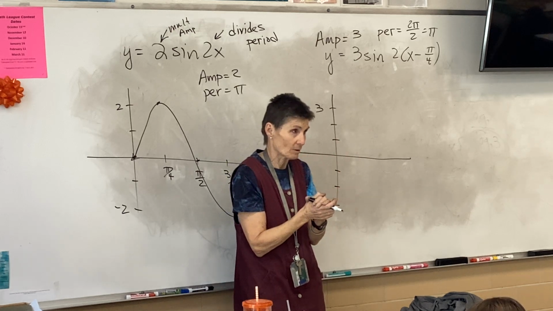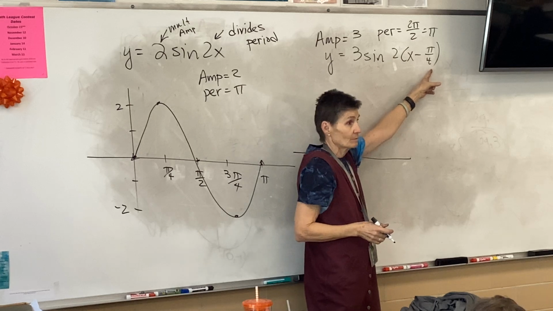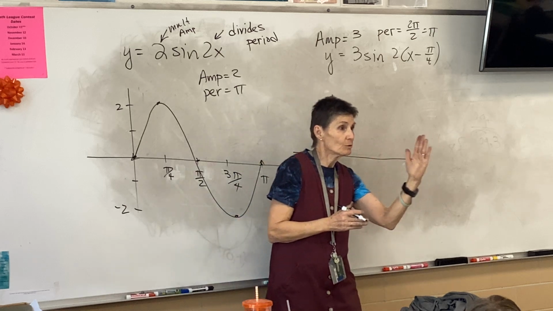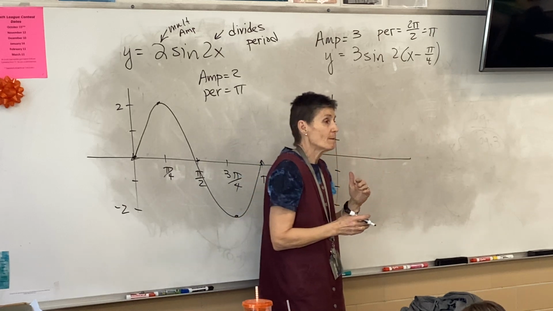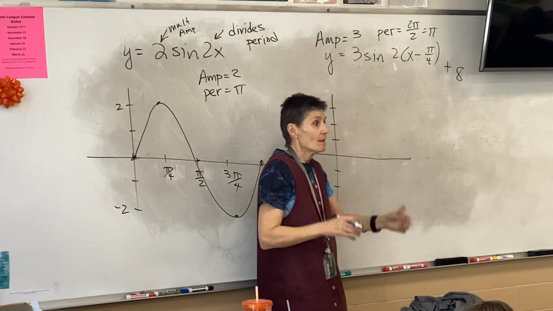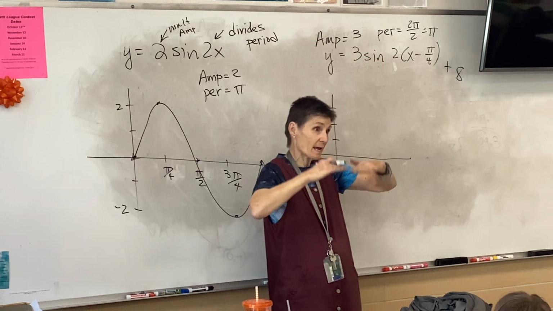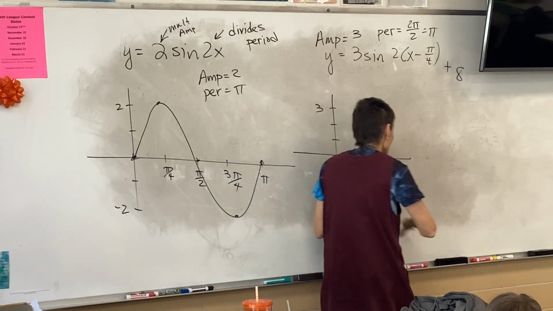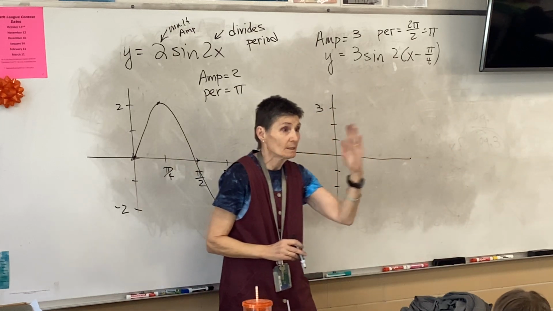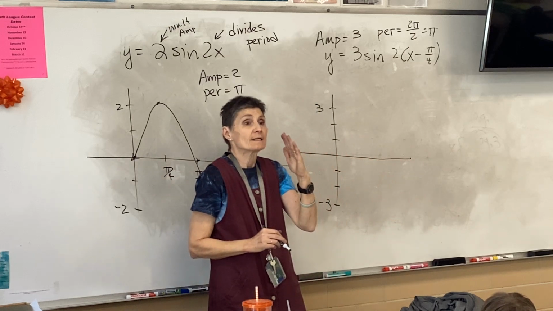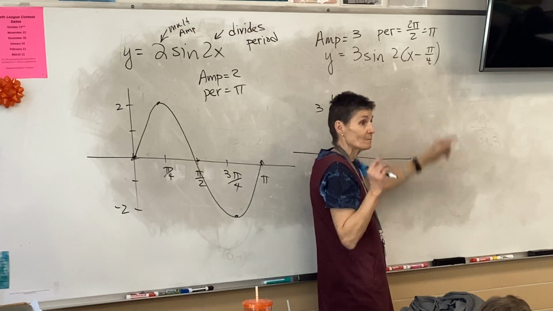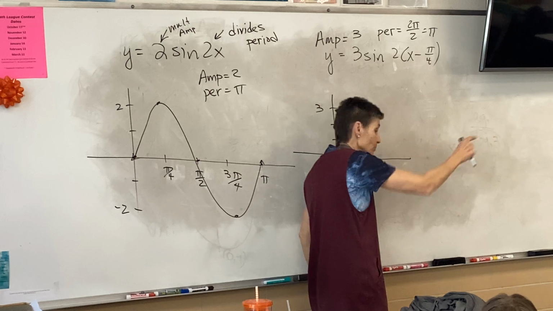But here comes the tricky part. What does adding or subtracting do? It moves you left to the right. Now remember, if the number is on the end of the problem, so let's say a plus 8 out there, that lifts you up and down. If the number is inside the parentheses with the x, it moves you left and right. And it's opposite of what you might think. So that's x minus pi over 4. It's actually moving to the right.